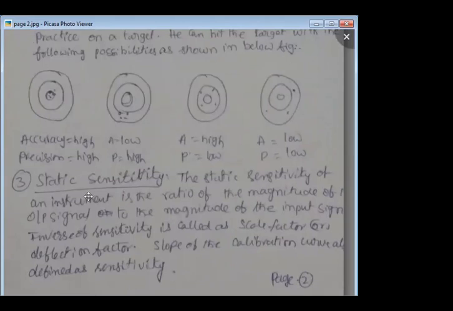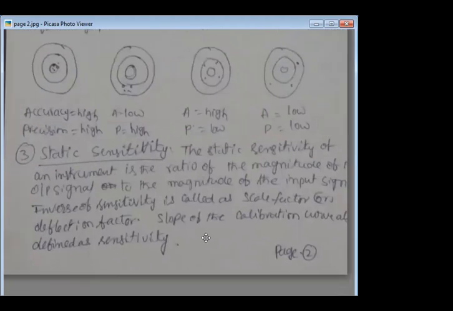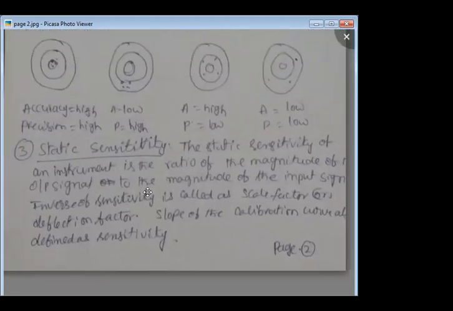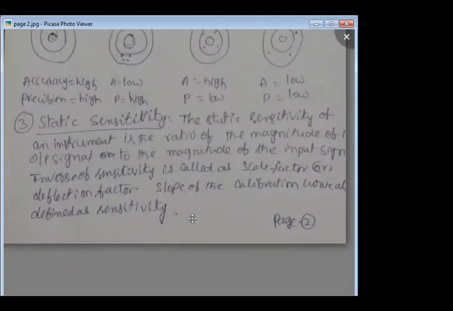Okay. And coming to static sensitivity, this is another characteristic of an instrument. The static sensitivity of an instrument is the ratio of the magnitude of the output signal to the magnitude of the input signal, and the inverse of sensitivity is also called the scale factor or deflection factor. The slope of the calibration curve also defines the sensitivity. So we will see in the next slide.